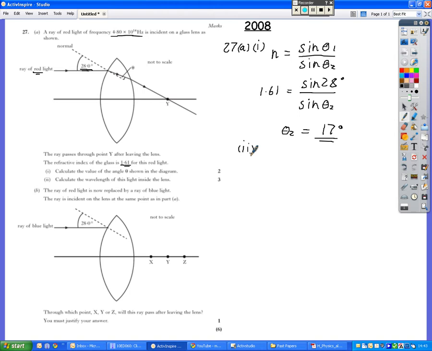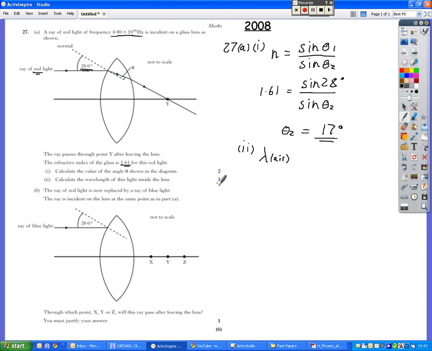Now there's a couple of ways you can do this. I'll do it the way that I think is easiest first. You're looking for the wavelength of the light inside the lens. So you're thinking about the extended formula and the fact that sine theta 1 over sine theta 2 equals lambda 1 over lambda 2. You don't actually know what the wavelength is outside of the glass, in other words in the air, but you can calculate it because you're given frequency. Remember, frequency is the same outside of the glass as it is inside the glass, and you also know what speed that light is travelling at, because all light travels at 3 times 10 to the power 8 meters per second in air. So we can calculate the wavelength in air first.